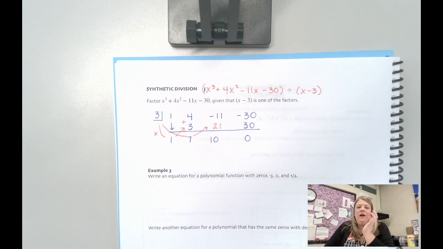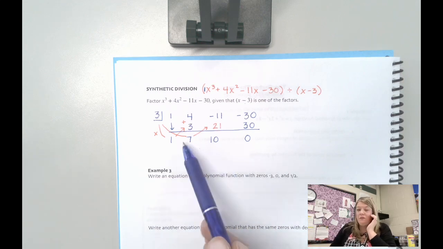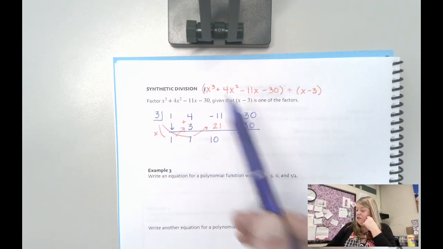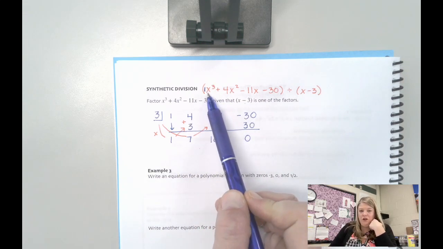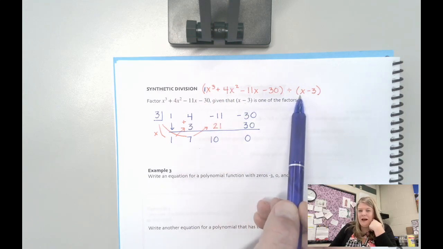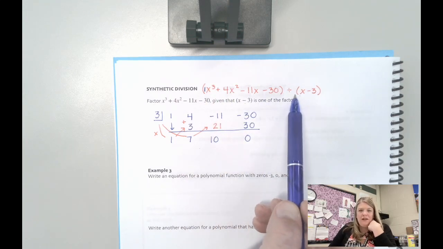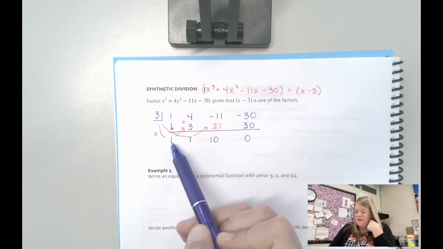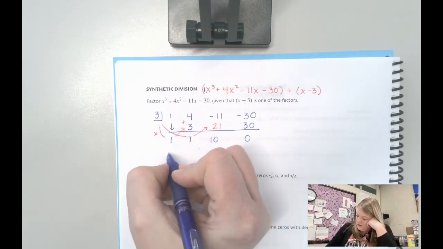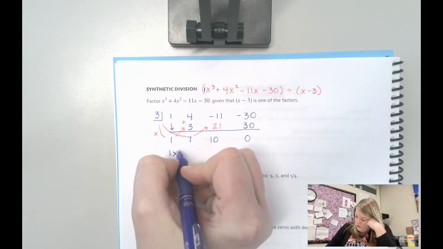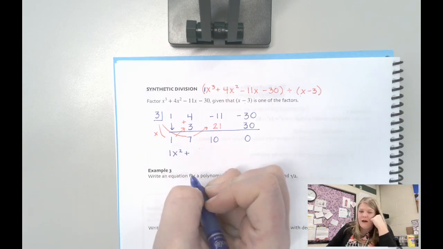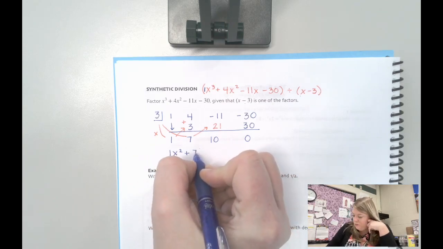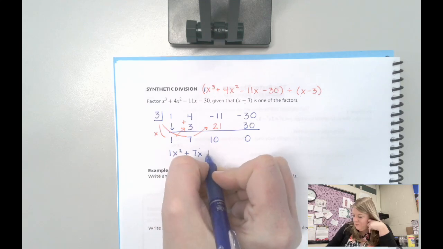Okay, you have no idea what these numbers mean right now. Again, you're just learning this process. But what this gives me is my answer. So do you see how I started with an x cubed and I'm dividing by something with an x? That means my answer should have an x squared in it. And that's what this first number is. So my answer is 1x squared, and then I'm just going to go down in degree from there. So plus 7x, and then plus 10.